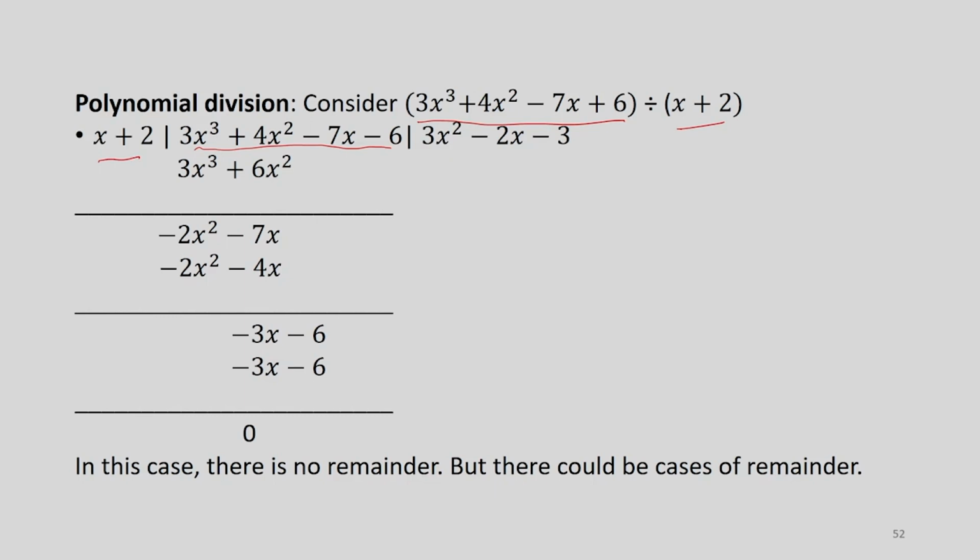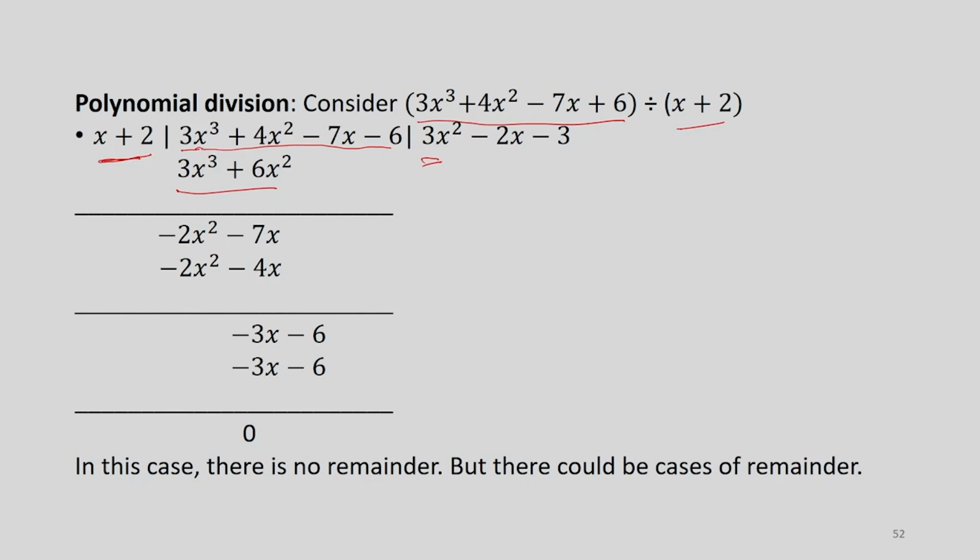So, the first thing I look for is how can I make x similar to the first term here. The first term here is 3x cube. So, if I multiply x by 3x square, I get 3x cube. So, I write 3x square here. Now, 3x square is getting multiplied by this entire term, which is x plus 2. So, if I do that, I get 3x cube plus 6x square. So, that is coming here, and I do the subtraction.